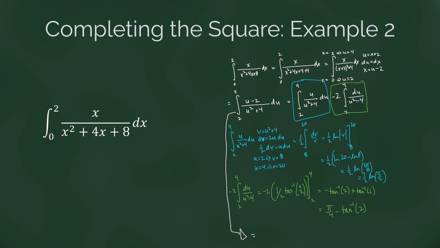Putting it all together now, the two definite integrals we just computed, we get that our final answer is 1/2 the natural log of 5 halves plus pi over 4 minus the inverse tangent of 2.